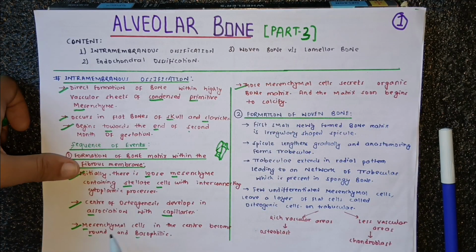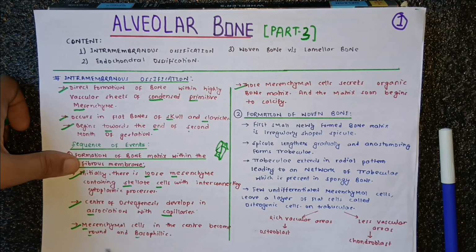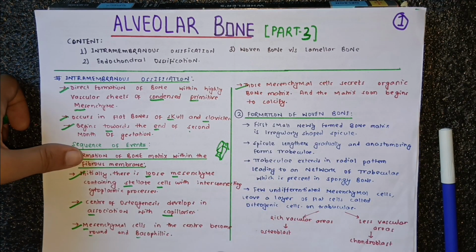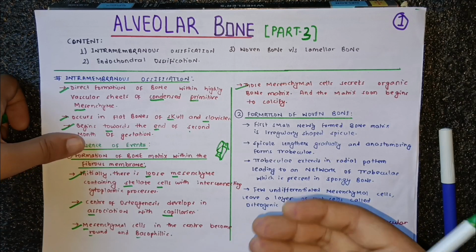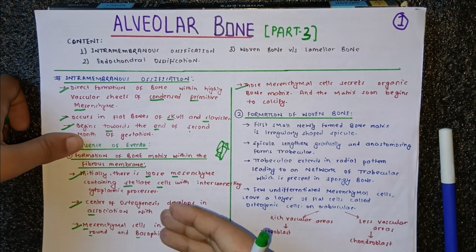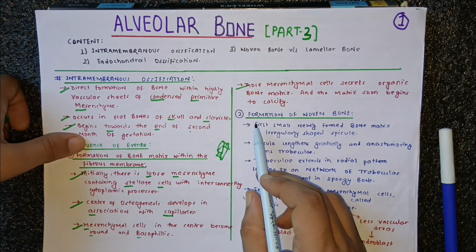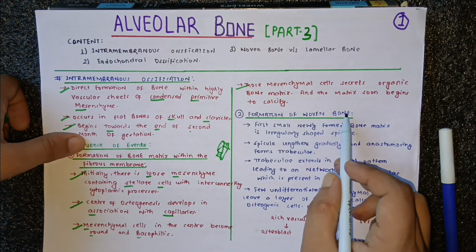And about this, mesenchymal cells show round and basophilic properties when they are just adjacent to the capillaries and when there is an induction of the ossification. So this first step is very easy to understand. After that, in the second step, there is a formation of the Orban bone.